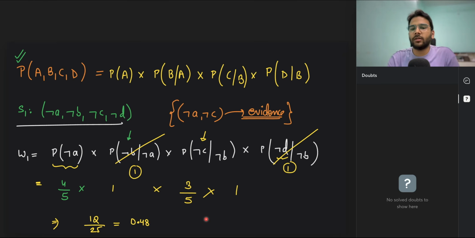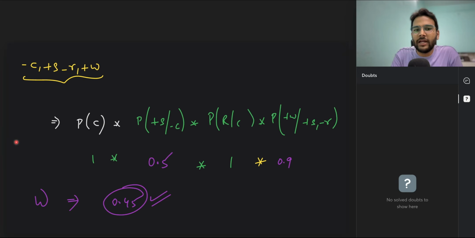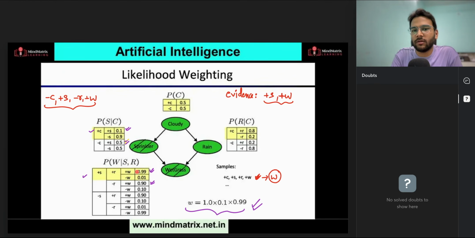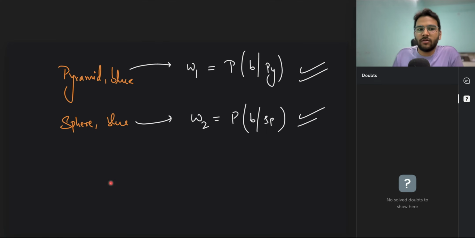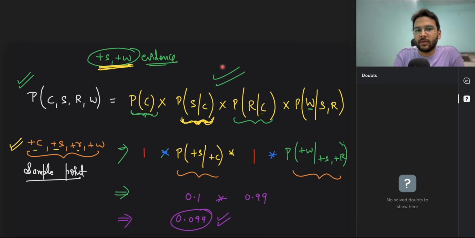No. Manjunath, we are talking about what? See, I told you here, right? In likelihood weighting, what we are actually doing? We are talking about this. The evidence is here now. This is how we find out the likelihood weighting, right? Weight by probability of evidence given parent. This is our solution, right? Is this clear? Okay.